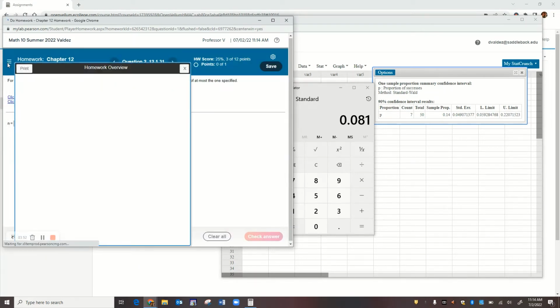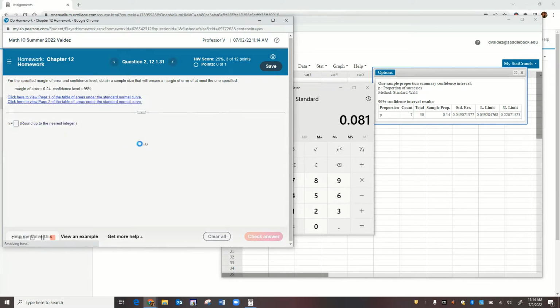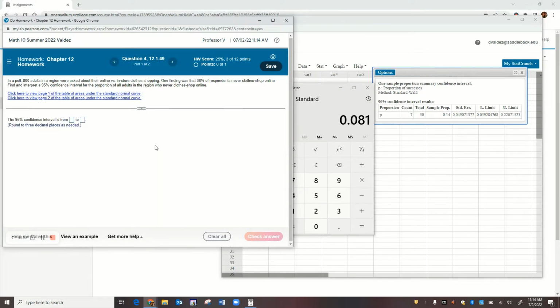Then I wanted to hop to example 4, question 4. So just because the setup's a little different. It says, in a poll, 800 adults in a region were asked about their online versus in-store clothes shopping. One finding was that 38% of respondents never clothes shop online. Find and interpret a 95% confidence interval for the proportion of all adults in the region who never clothes shop online. Okay, so again, you don't need to open the tables here.